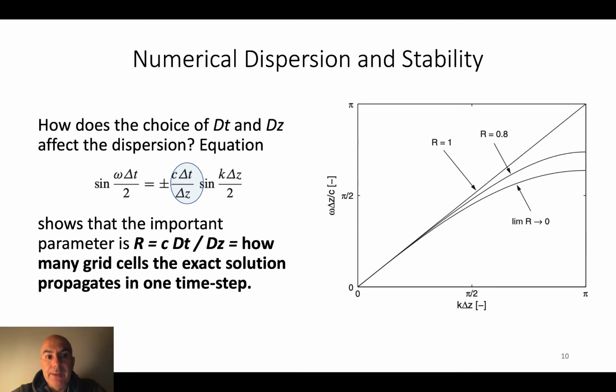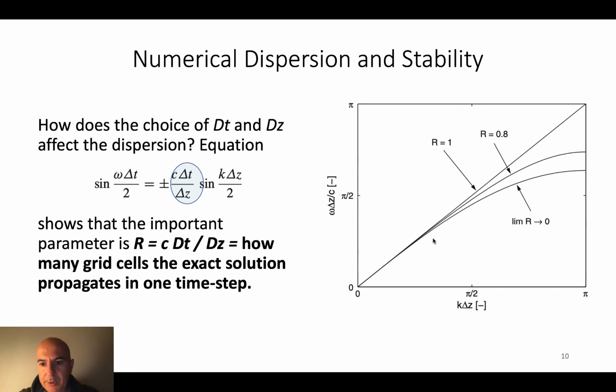So it means that if r is equal to 1, we will have only one cell that the exact solution propagates in one time step. If r is less than 1, it means that the signal propagates less than one cell, so it's just a fraction of one cell. And most importantly, if r is greater than 1, it means that our signal will propagate more than one cell per one time step.